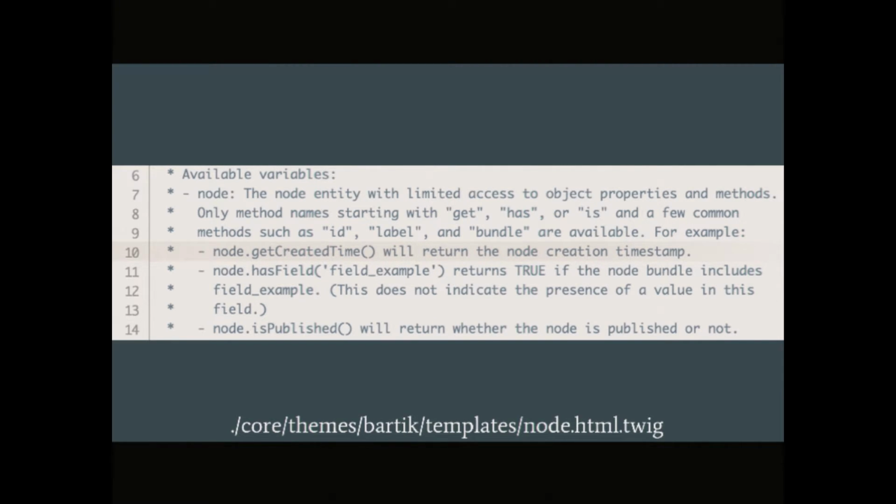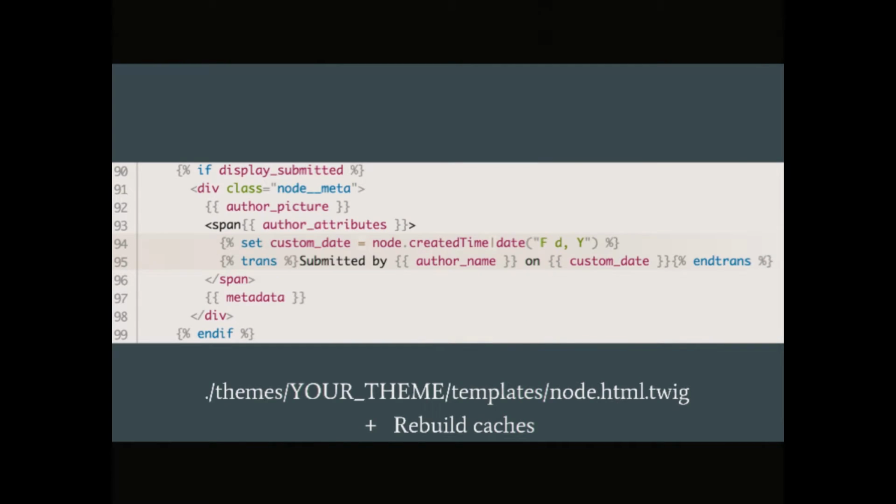And in line 10, I get this node.createdtime will return the node creation timestamp. So somehow I need to use this to modify the date format. Once I identify what I need to use, I copy the template and put it in my theme. Again, you can name your theme whatever you want. In that folder, you create a templates folder, and then you paste what you copied. After you paste it, you make any modification that you want, and then rebuild caches.